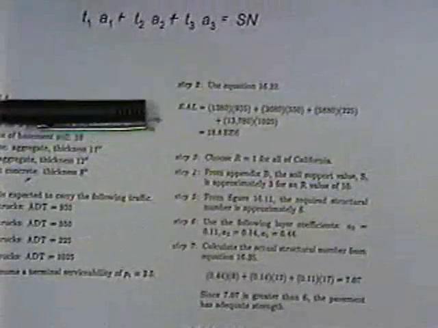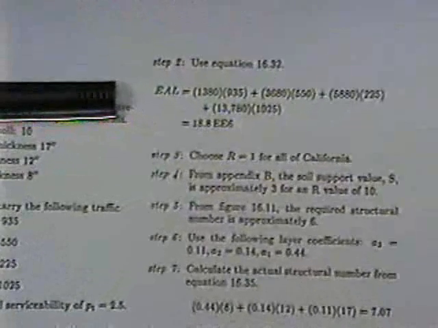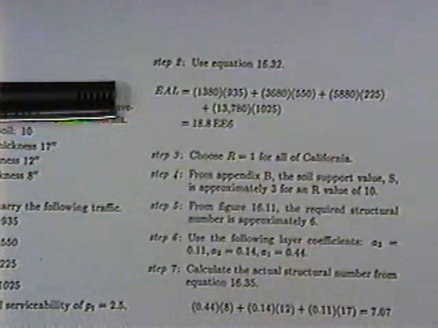They would then use equation 16-32 to compute the equivalent axle loads, and you'll note that those constants are the same ones that are multiplied by the number of trucks for each of those axle configurations, and it converts to 18.8 times 10 to the 6th equivalent 18 kip loads.